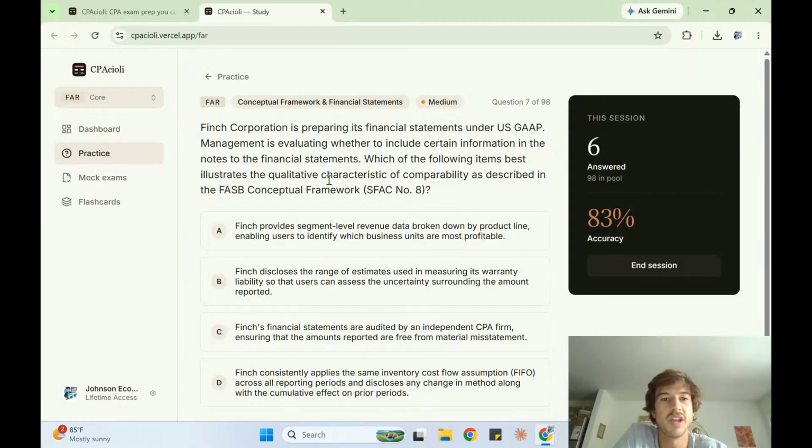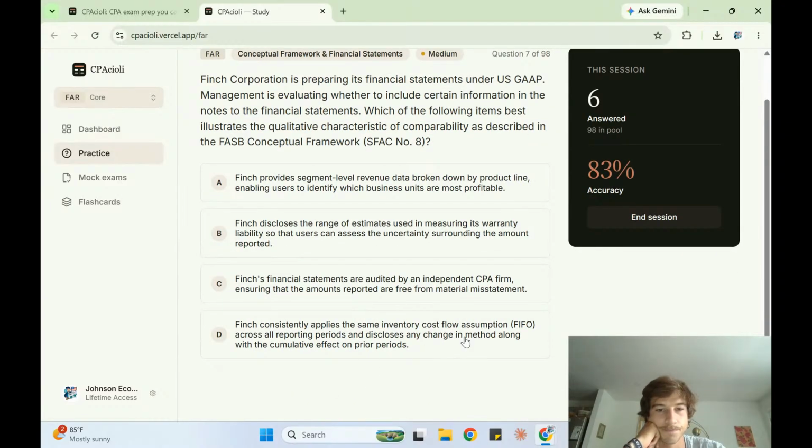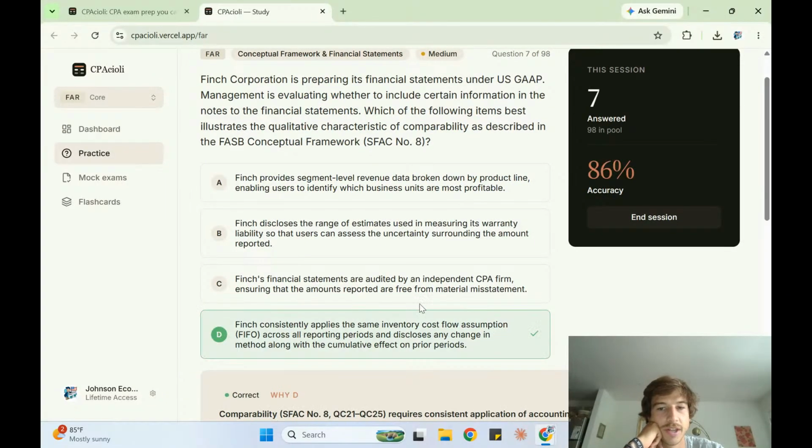The following items best illustrates the qualitative characteristic of comparability. This is pretty self-explanatory. It should probably be easy, to be honest. Might change that. Yeah, comparability.